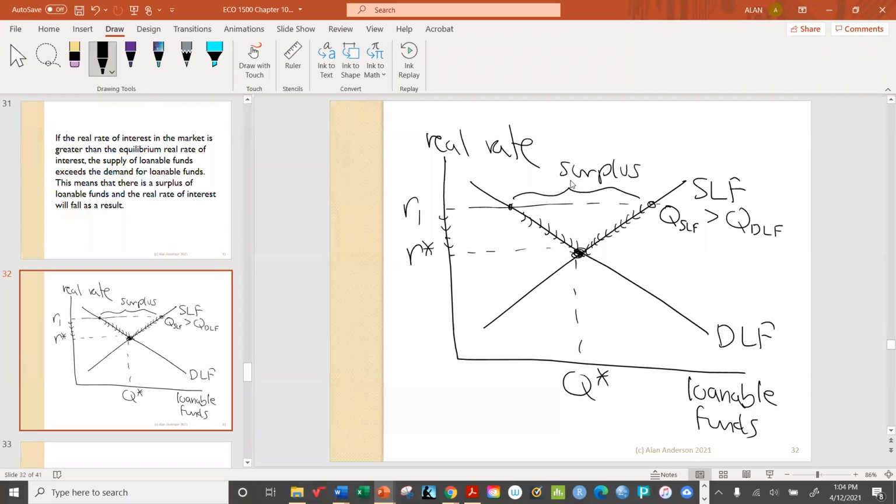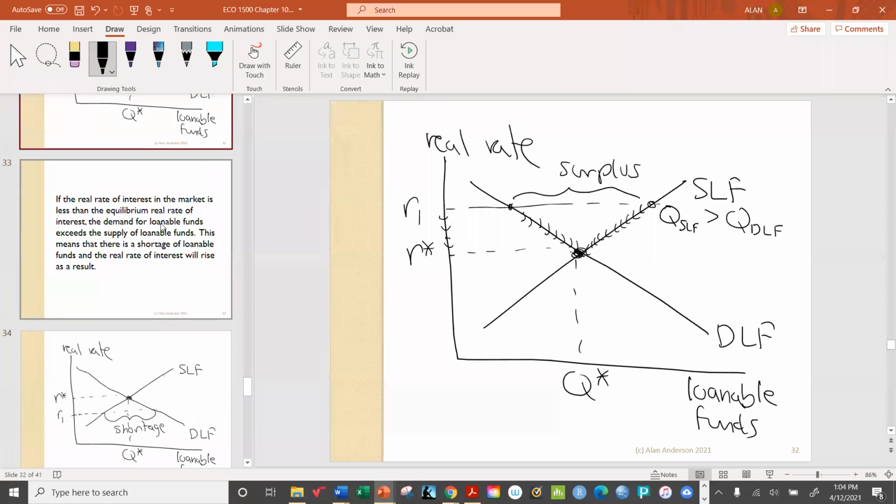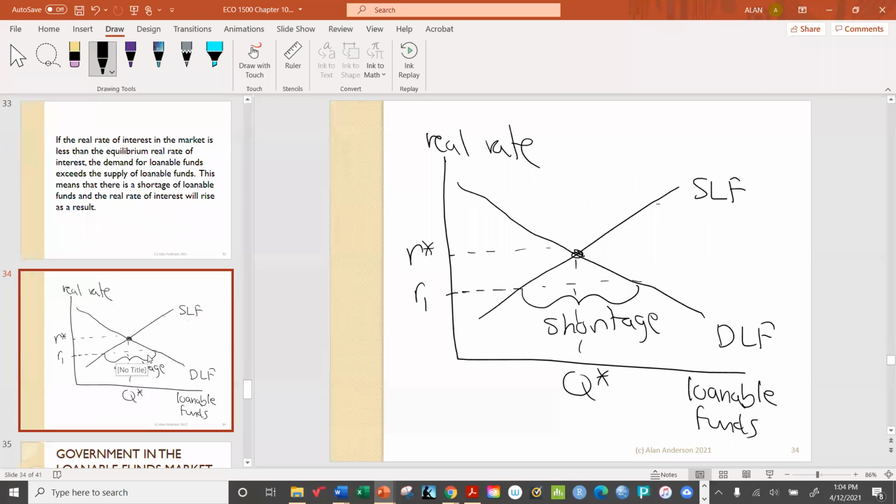Okay, now how about the opposite case? The rate is too low. The rate has drifted down to some level that's too low. There's a shortage because people want to borrow a lot of money at such a low rate of interest. The quantity demanded exceeds the quantity supplied. You would expect then that interest rates would creep up. And that's exactly what starts to happen until we're back in equilibrium. When this stops, we'll be in equilibrium.